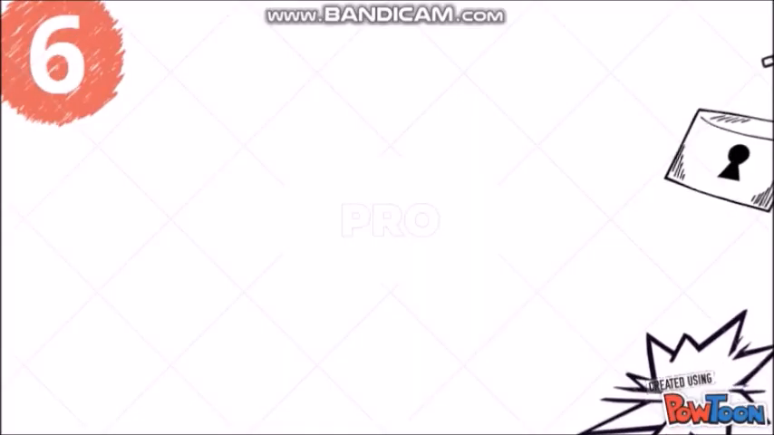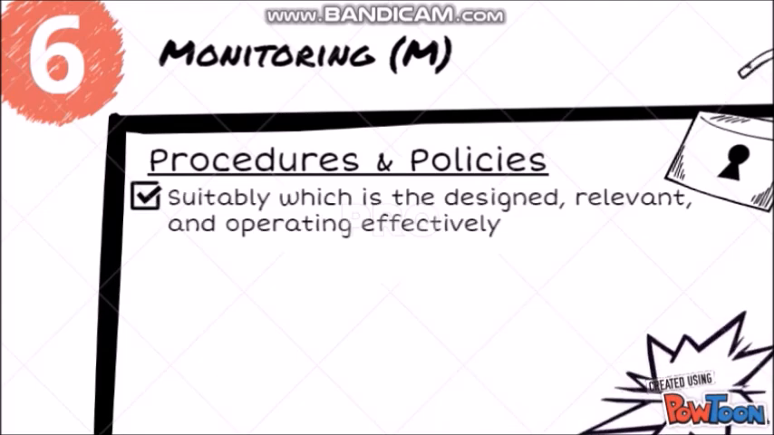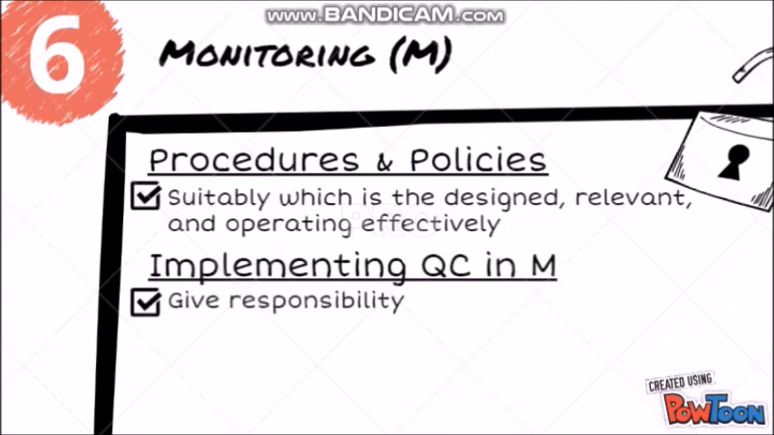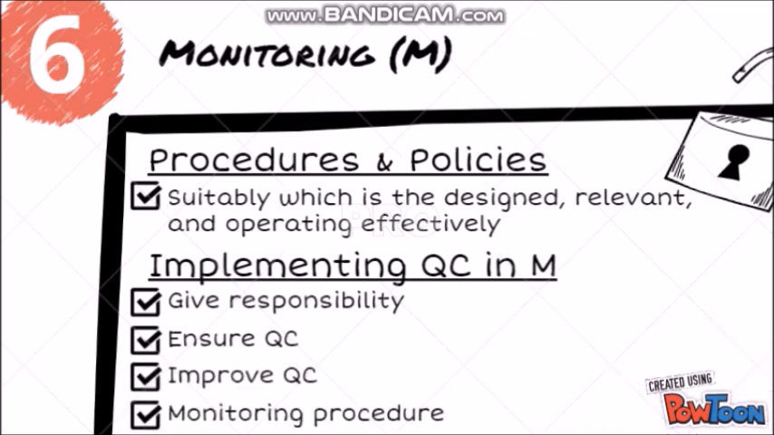Lastly is monitoring. The policies and procedures need to be established for each element of quality control that are suitably designed, relevant, and operating effectively. How to implement the quality control in monitoring. A. need to give the responsibility to a person with experience and authority. B. to ensure quality control remains relevant, adequate, and complied with. C. to make improvements to the quality control.